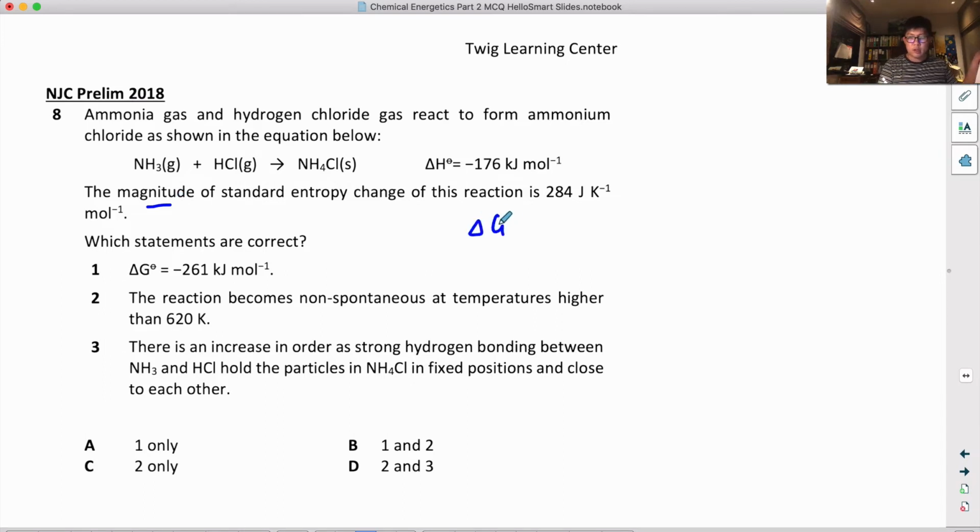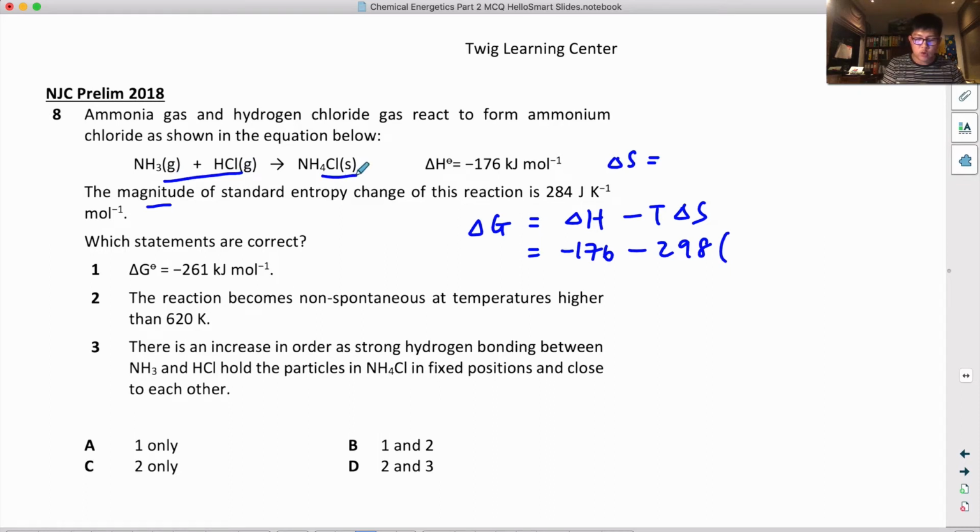So change in G is equal to change in H minus T change in S. Change in H is minus 176. Since they're asking for standard condition, I'm going to put temperature as 298. For this reaction, gas becomes solid, becomes more ordered, so change in S is actually negative. So here should be minus 284, divided by 1000 to convert it into kilojoules. Press your calculator, you should get a value of minus 91.4 kilojoules per mole. So this statement is definitely wrong.